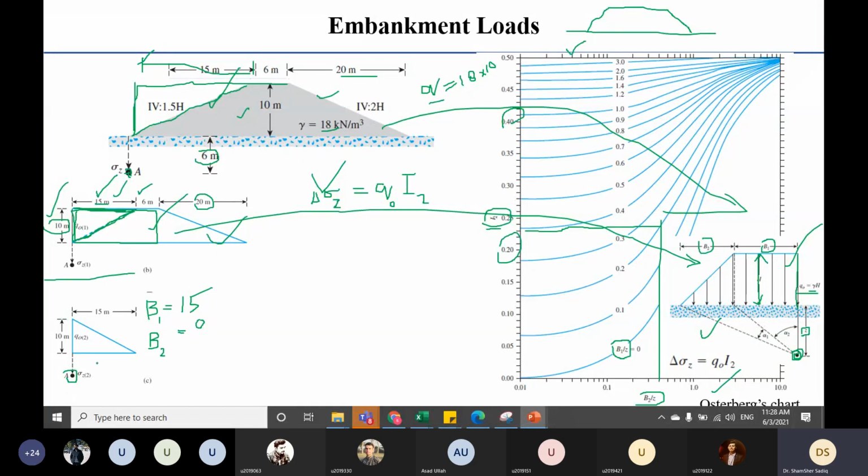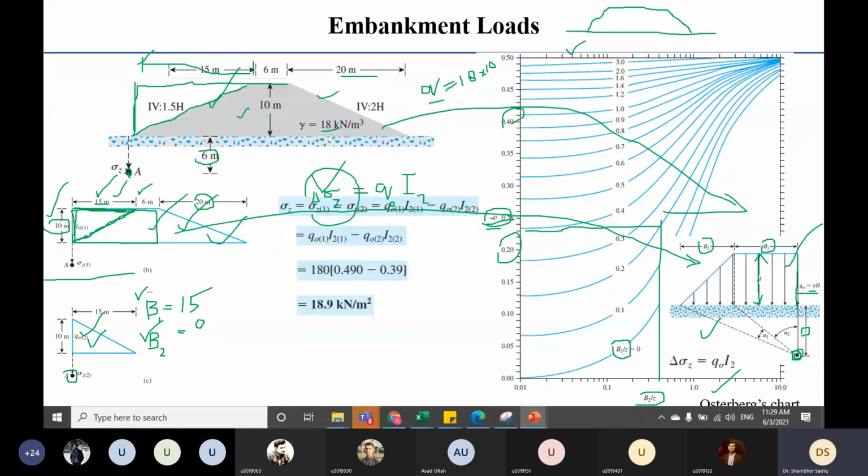ओके, सो and Z is 6 meters, so you can calculate B1 by Z, B2 by Z, and similarly you can calculate I2 for this. So it means that whatever delta sigma for this minus delta sigma this will be the solution of the entire problem. Any question ke how I solved this problem of the embankment loading using the Osterberg's chart? So please note that you have to take care of this location.